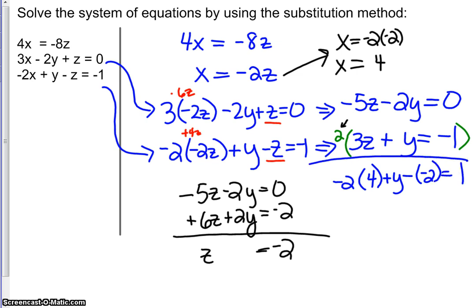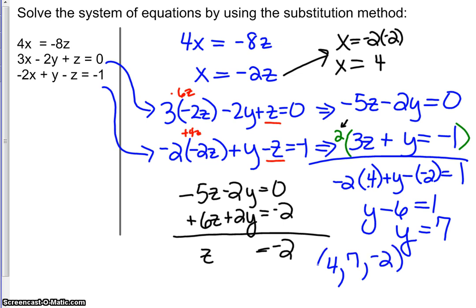So I have this to solve for my y. So this would be negative 8, and this would be positive 2. Y minus 6 equals 1. Y equals 7. So overall, my answer here would be that my x is 4, my y is 7, and my z is negative 2. That is my answer, and that's how I'd show my answer.